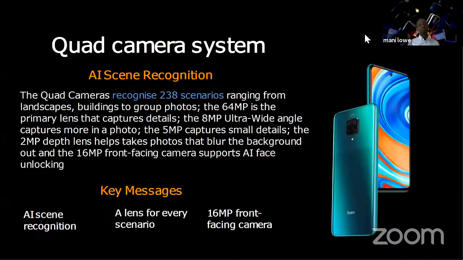Okay, so with the camera, I want to highlight you've got 238 different types of scenarios that it will recognize. And how it compares to the rest of the family series, being the Redmi Note 9 series, will include the 5-megapixel macro lens, which the other one's 2 megapixel, and the primary lens being 64 as well. So I also want to highlight the 16 megapixel front facing camera.